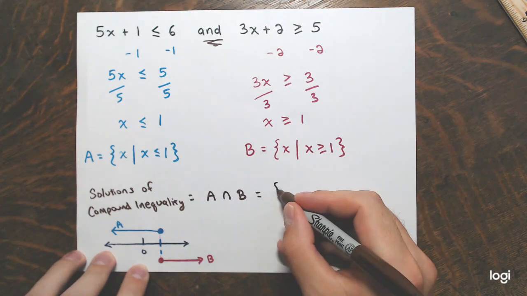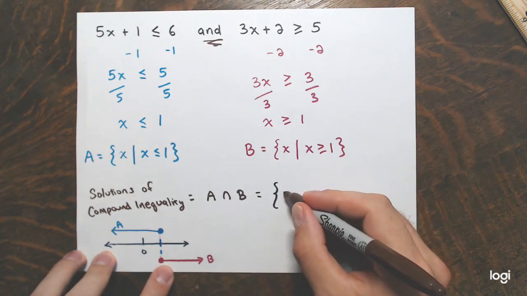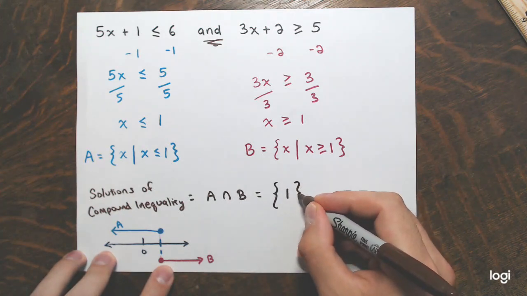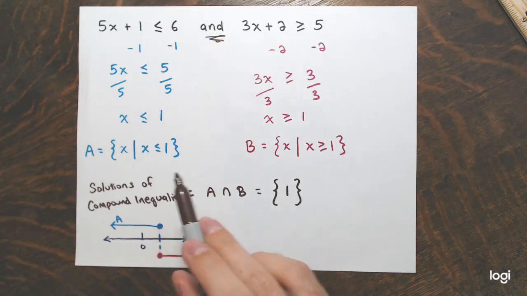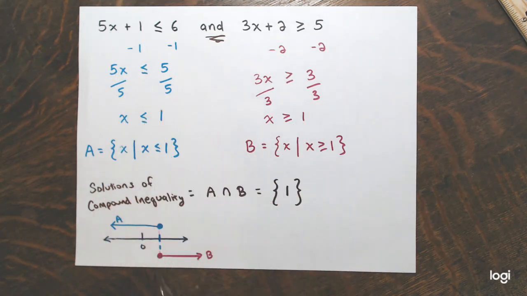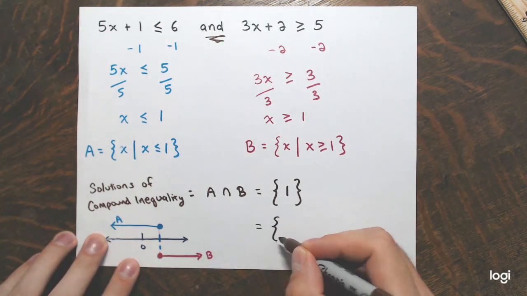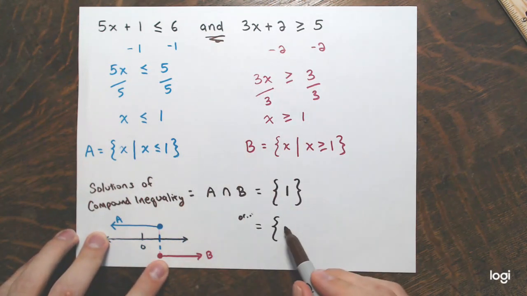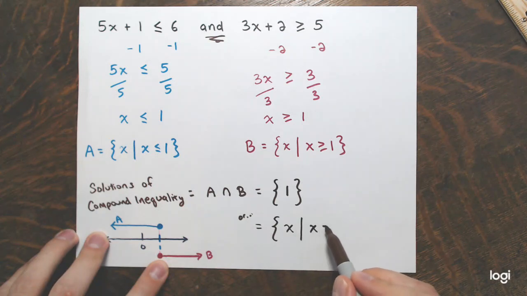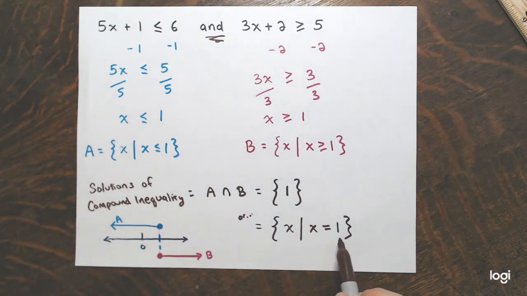So you could do this a couple ways where you say, hey, the intersection, A intersect B, is just draw a little set with some braces and throw the number 1 in there. That's it. That is the only number that belongs to the intersection that satisfies both of these inequalities at the same time. You could also do it with the variable too. You could say the solutions of this compound inequality are all values of x such that x equals 1. Right? It's only one number. x can only be 1.